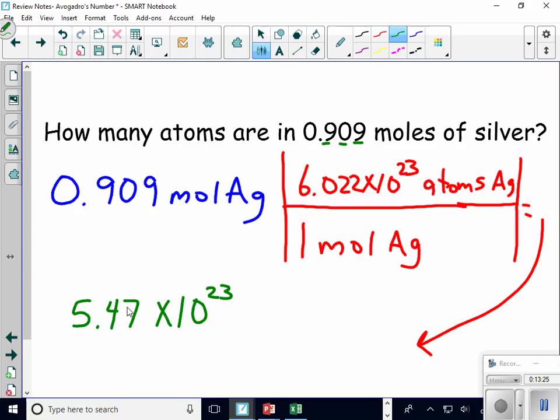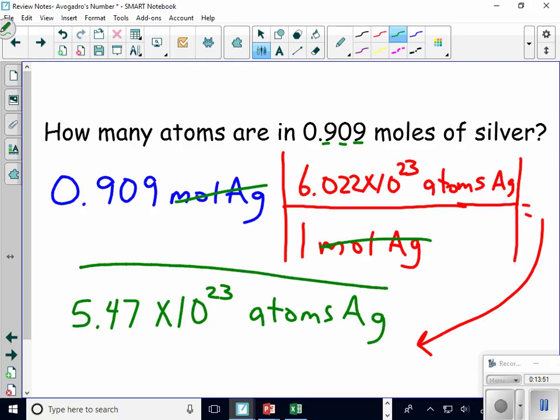What's my label going to be? Atoms of silver, because if I look, my mole cancels, doesn't it? What's a mole over a mole? 1. So it cancels out. So I get my final label to be atoms of silver. So when I'm completed, just so Mr. Braun can find my answer, I draw a box around it.